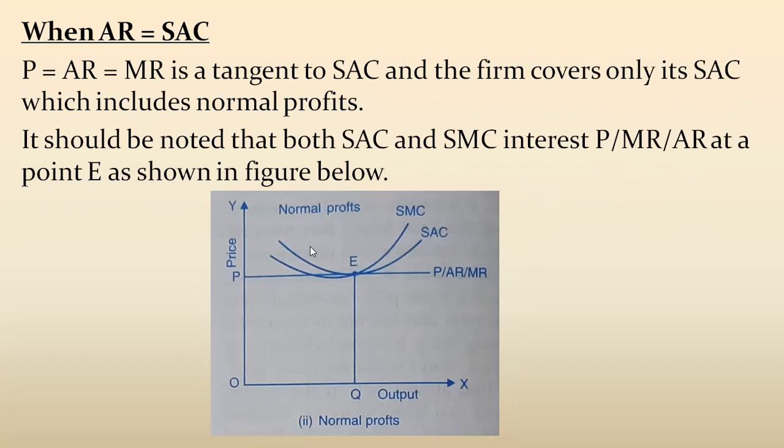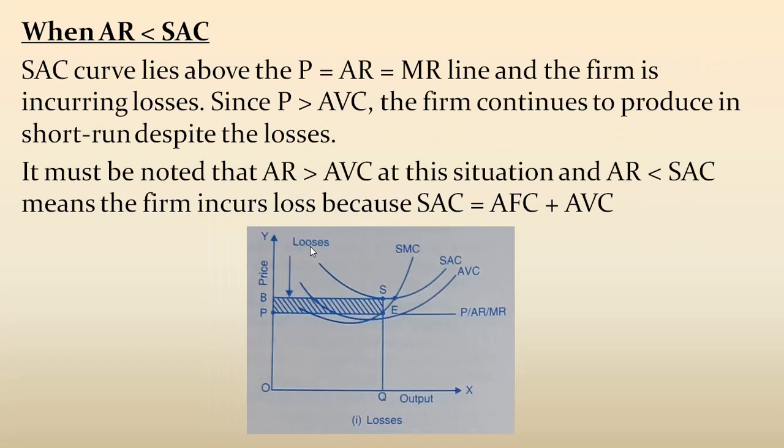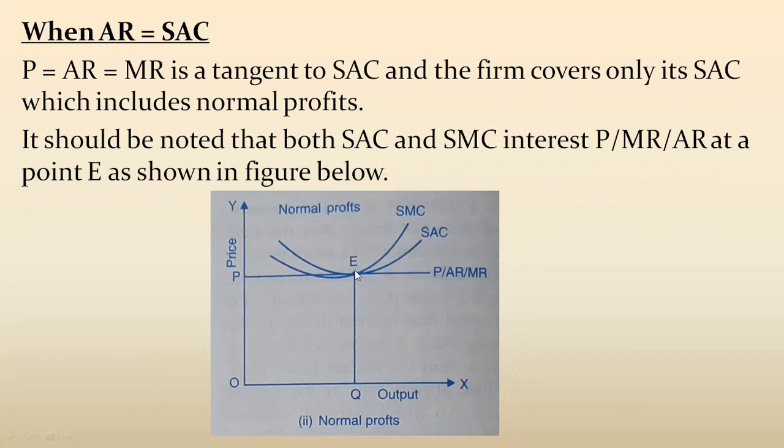Now, what happens when the SAC or the SMC and the P, AR, and MR intersect at one single point of equilibrium? Remember, this point of equilibrium is already fixed. SMC is equal to P or MR. Here you can see this is the point of equilibrium, and again here. But what happens when SMC and SAC also intersect at this equilibrium situation? It should be noted that at this point, the firm earns normal profit.